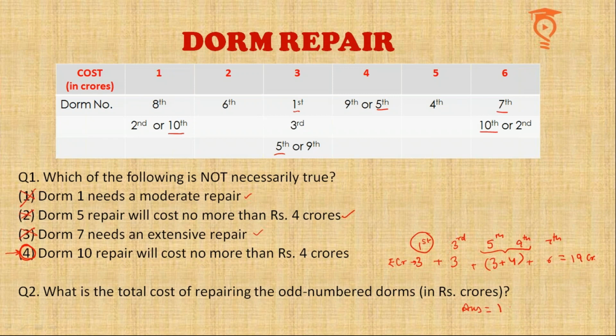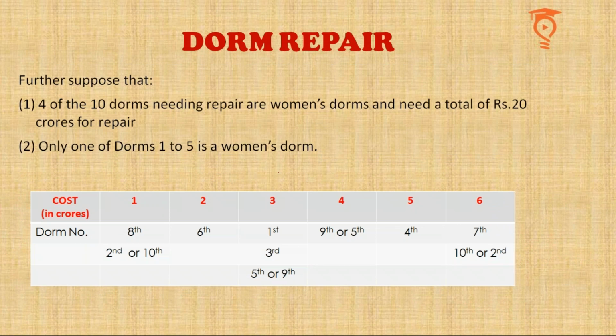We are done with 2 questions, and for the other 2 questions we have further information. Further information is that 4 out of the 10 DOMs needing repair are women's DOMs and need a total of 20 crore for repairing. So we know that we have 2 slots in 6 crore, 1 in 5, 1 in 4, and 3 in 3. If we have to add 4 numbers to make 20, it has got to be 6 plus 6 plus 5 plus 3. I hope it makes sense to you.